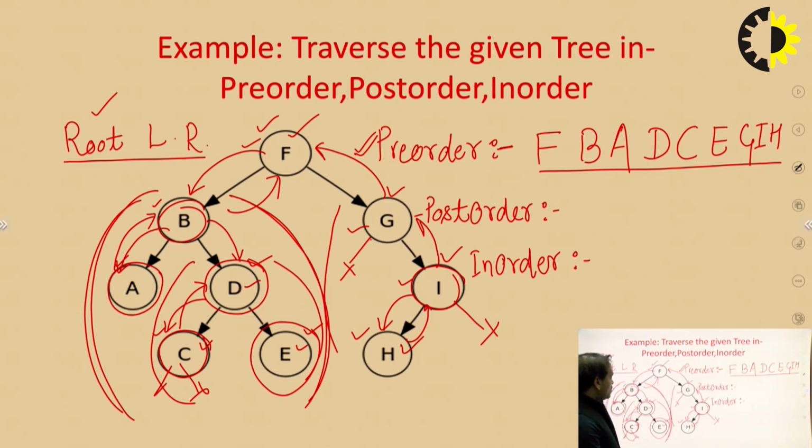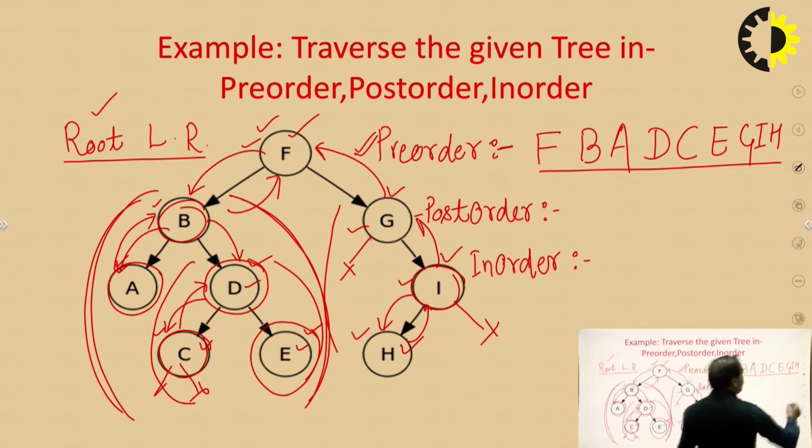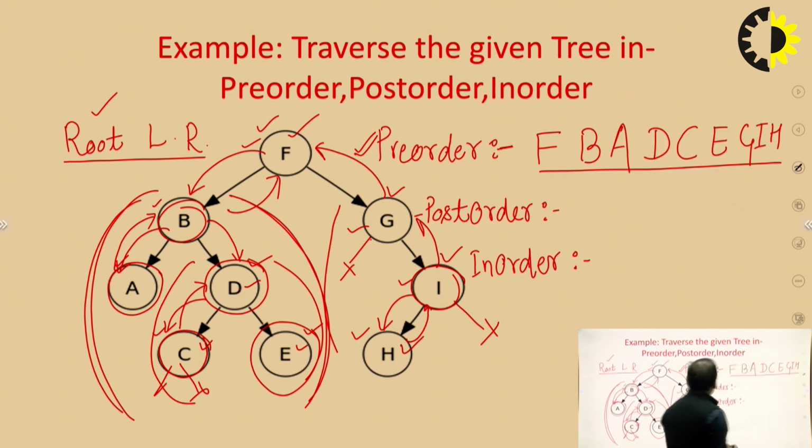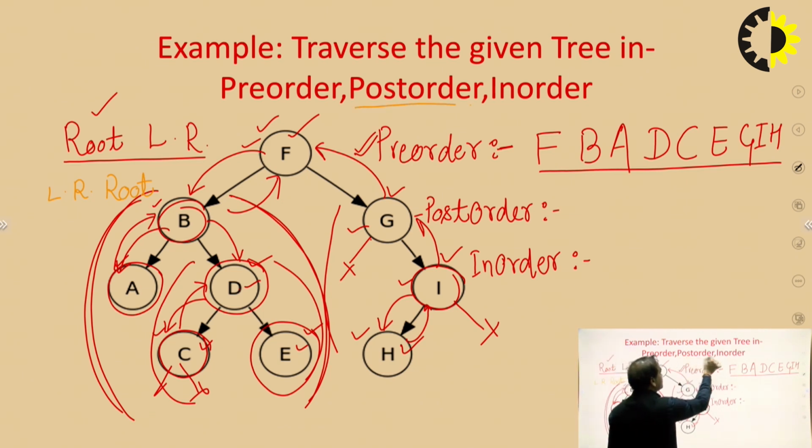Now, we want to process this tree by using post-order traversal. In case of post-order traversal, first we have to process the left subtree, then the right subtree, then the root. Left subtree, then right subtree, then root. This is the sequence of traversing by using post-order traversal.